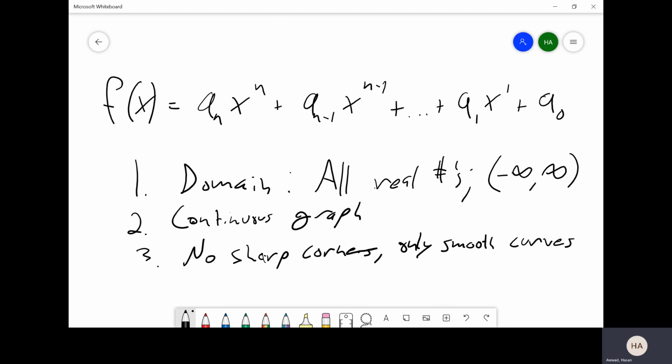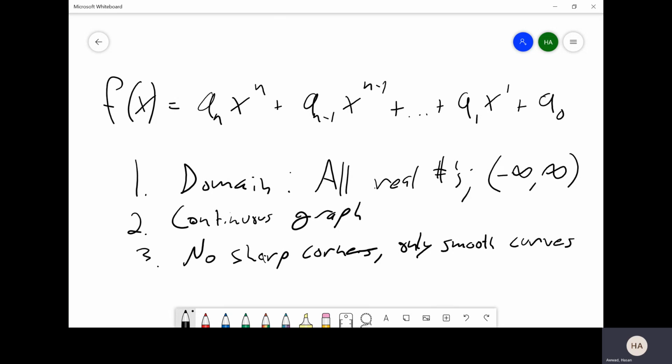Okay, so the second thing is that the graph of any polynomial function is going to be continuous. There's not going to be any holes or gaps in the graph. And what do I mean by that? I'll show you in just a second when we talk about the third point as well. But just keep in mind, it is continuous. There's not going to be a single break in the graph.